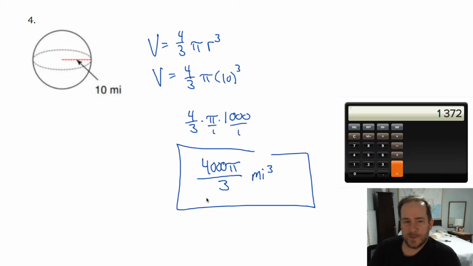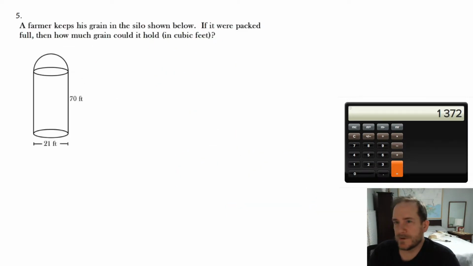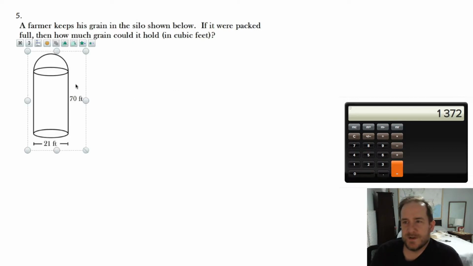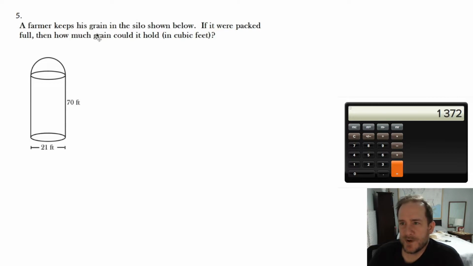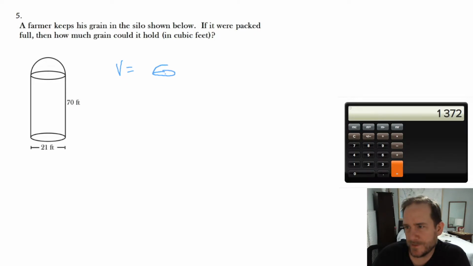And we're so close. We're almost done with every bit of homework. So what about 5? So 5 is another composite figure, we said. That's what these are called. It says a farmer keeps his grain in the silo shown below. If it were packed full, then how much grain could it hold? So that means we're solving for volume. And that also means we'd want to break this down. We want to find the volume of this little hemisphere, and then we want to add to that the volume of the cylinder.